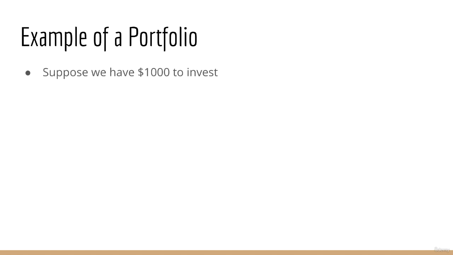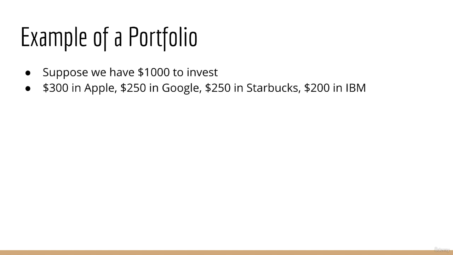So let's suppose you have $1,000 to invest. You might say, I want to put $300 into Apple, $250 into Google, $250 into Starbucks, and $200 into IBM. Note that, because you have $1,000 to invest, these amounts must add up to 1,000. In other words, 300 plus 250 plus 250 plus 200 is equal to 1,000.